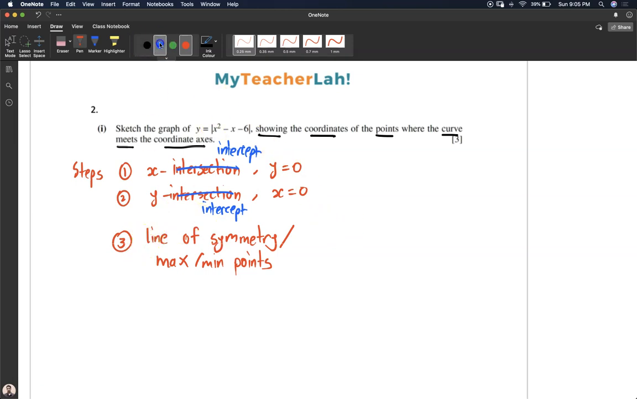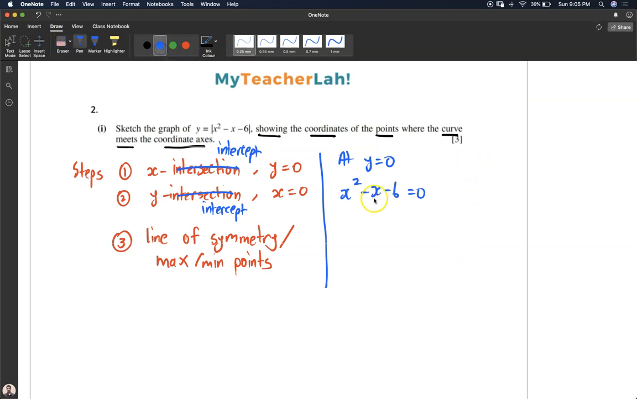Okay, let's start by looking at all of the values. So I'm going to start with y equals 0. What's the value? So I'm going to break this up into 2 parts. x squared minus x minus 6 equals 0. Oops, my bad. I don't have to break it up.